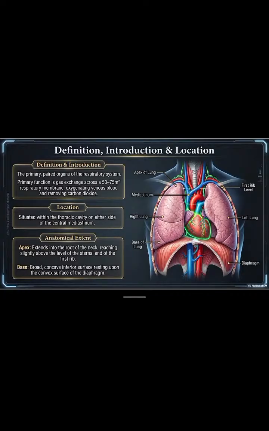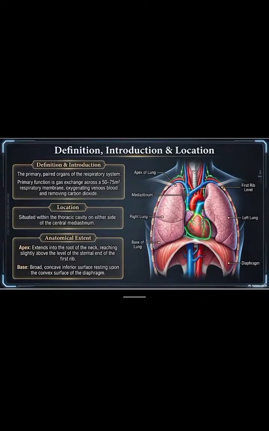This is the region of the mediastinum, and the lungs are lateral to this mediastinum. This is where the lungs are located, in the thoracic cavity. So what is the anatomical extent? The apex. When we talk about the apex of the lung, look at the apex of the lung. This is what you mean by the apex of the lungs. It extends into the root of the neck.